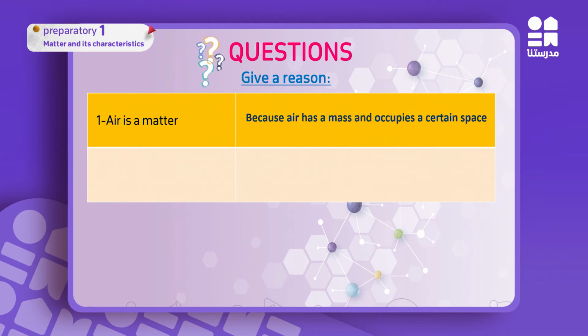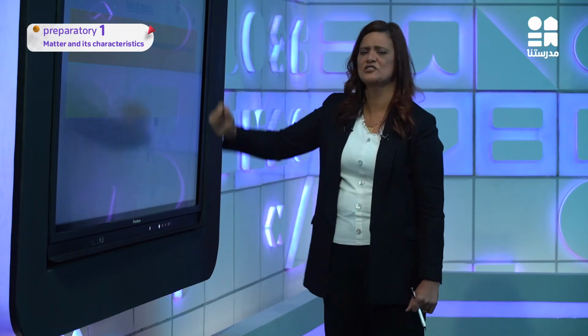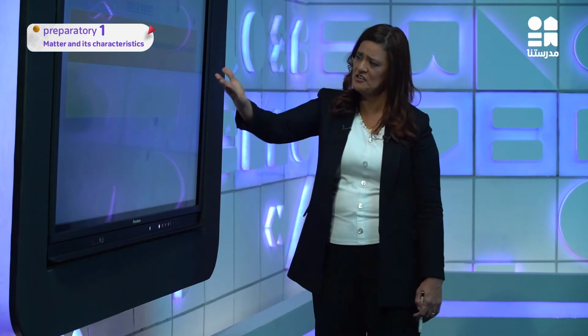What does occupy a certain space mean? Does the air hold space? If you blow a balloon, the air will take place inside this balloon. So it can occupy a certain space. It has a volume, of course. What about mass? It has a mass. Of course it has mass, it contains oxygen, nitrogen and carbon dioxide, all of this. So air is a matter because it has the two important things, mass and volume, and this is a basic condition.